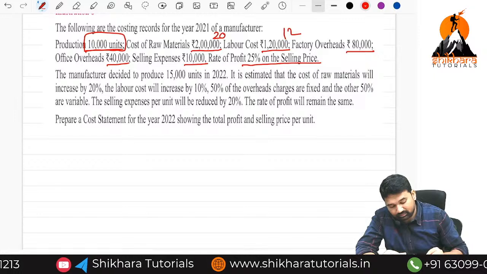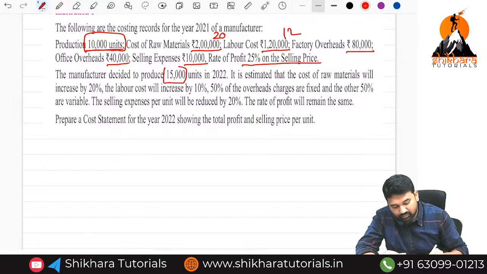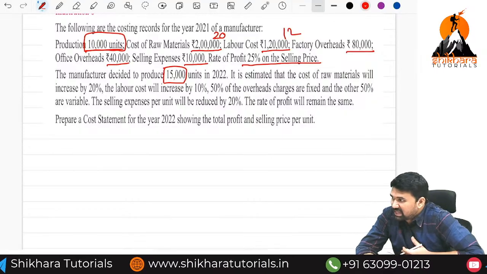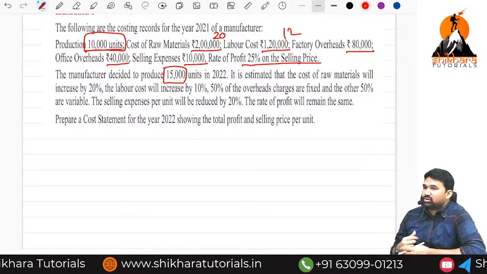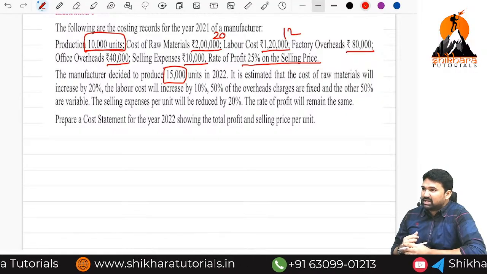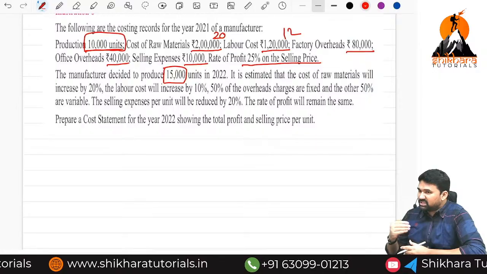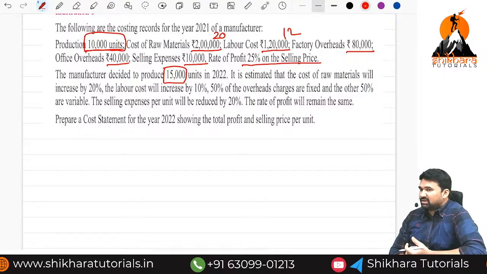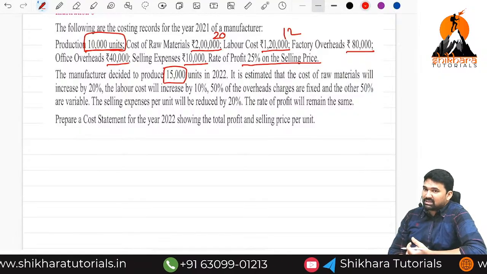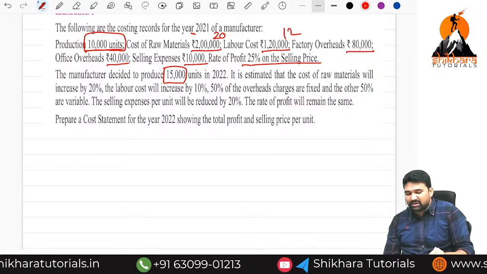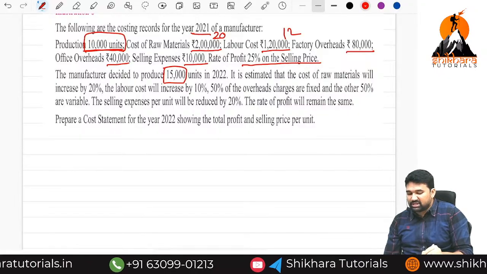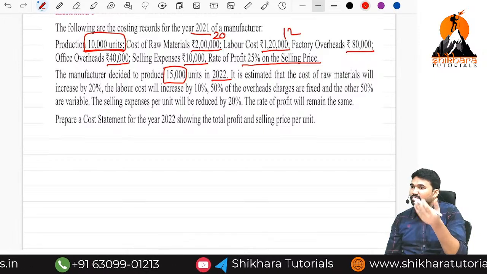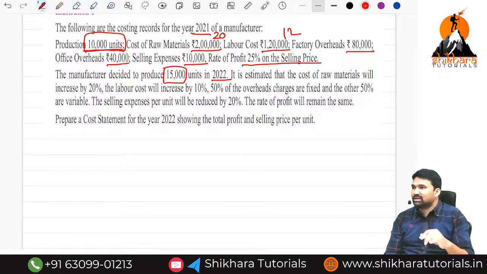Next, how many units he has produced so far? 10,000 units, and the data is pertaining to 10,000 units only. But now he decided to produce 15,000 units in the coming year. So he is increasing the production level or decreasing the production level? He is going to increase the production level. Why? Because in 2021 he produced 10,000 units and in 2022 he is planning to produce 15,000 units.